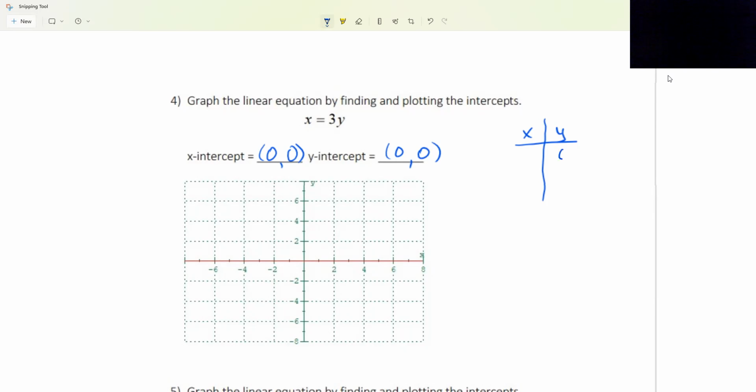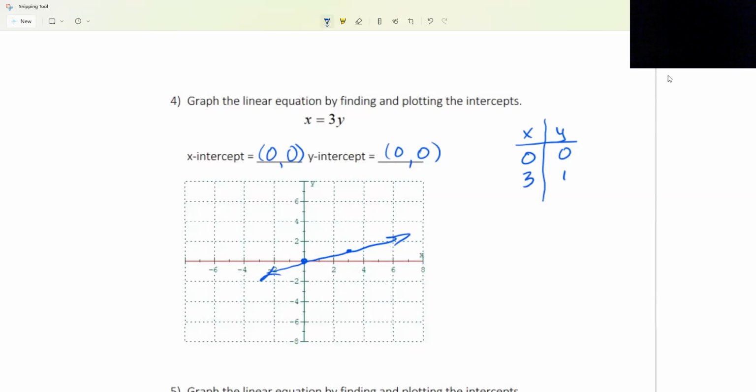If I plug in 0 for y, you already know you're going to get 0. Let's plug in 1 for y. So 3 times 1 is 3, so x is 3. Now you have 2 points, and you can plot this equation. You say 0, 0, and then go over to 3 and up 1. There's your next one. And there's your line.